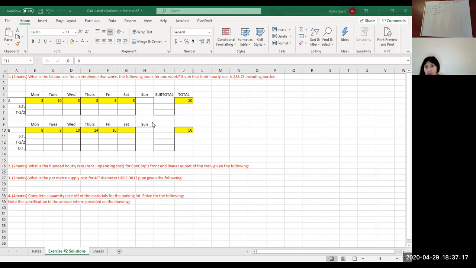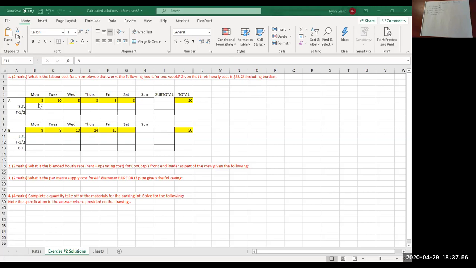Yes, okay, good. So question 1 was, what's the labor cost for an employee that works the following hours for 1 week? So you're given 2 different work weeks, person A, person B. You were given that their hourly cost is $38.75, including any and all burdens. So what that means is you don't have to add additional dollars per hour for things like CPP and EI and holiday pay and all that stuff. The $38.75 was the all-in hourly rate.